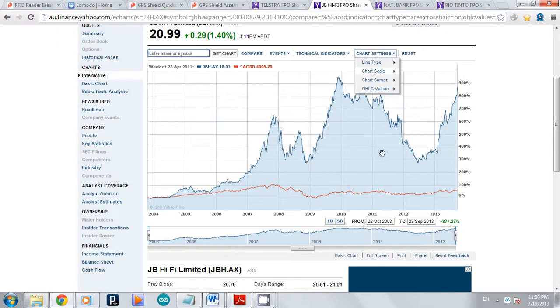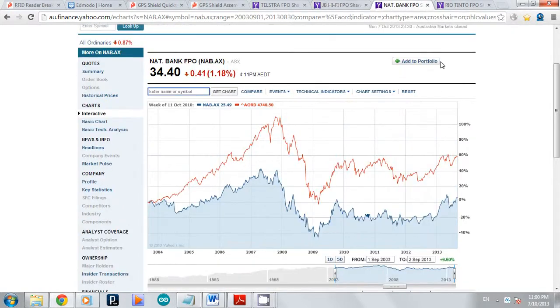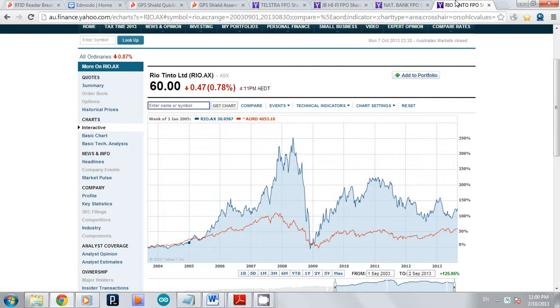Now you'll see that JB Hi-Fi has done fantastically. National Australia Bank has more or less followed the AOI. You can see the graph is the same shape, but has done rather poorly over the 10 years. And Rio Tinto has done okay.